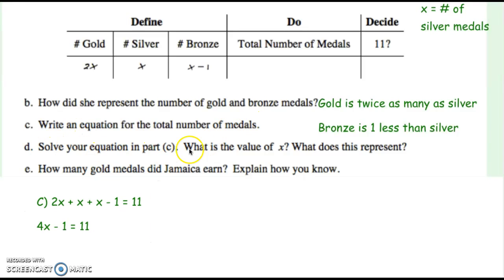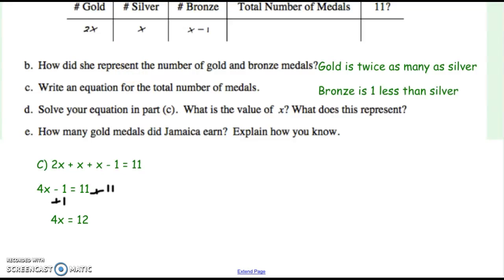D says, solve your equation in part C. What is the value of x? So if I'm going to solve my equation now, I need to get x by itself. So the way I get x by itself, first I need to undo any adding or subtracting. So here I have a minus 1. To undo minus 1, I'm going to add 1. And if I add 1 to the left side of my equation, I have to add 1 to the right side of my equation. So then I'm going to end up with 4x equals 12.